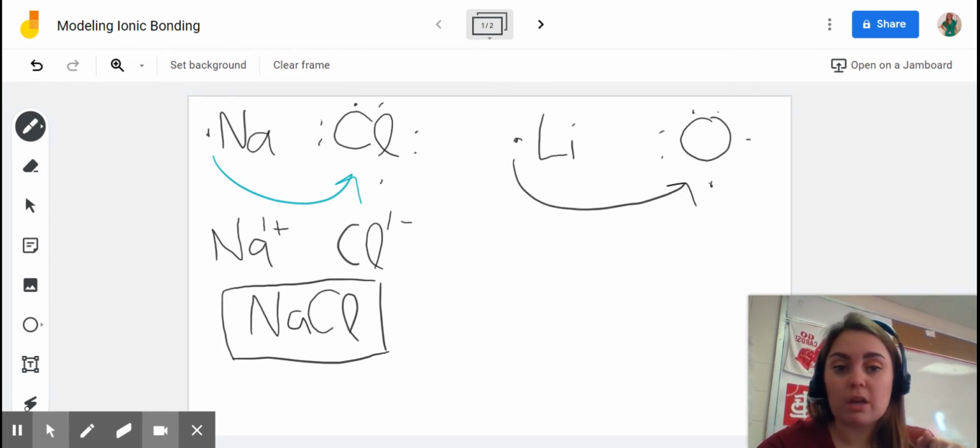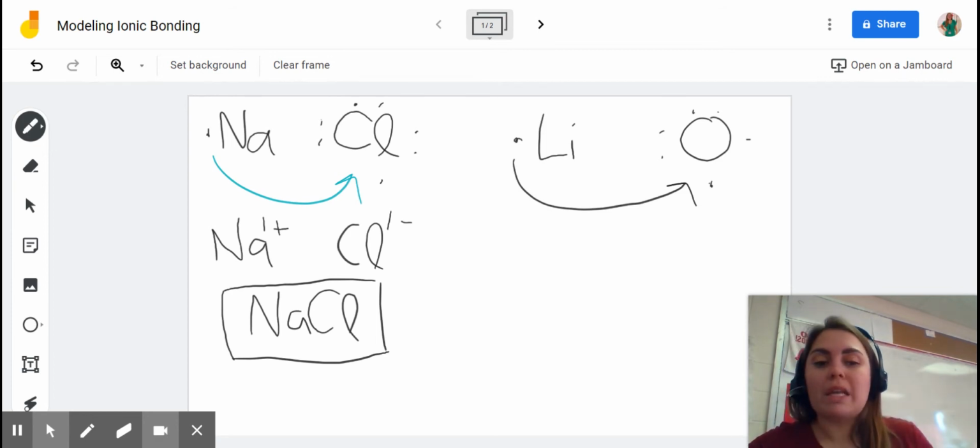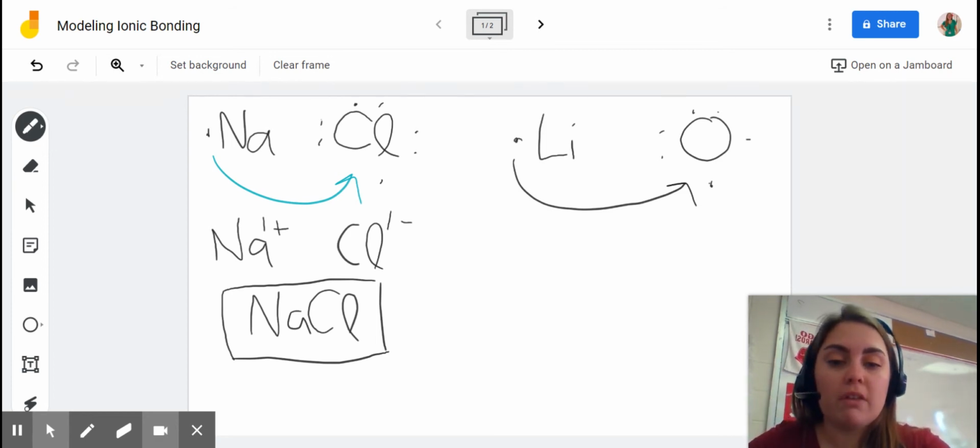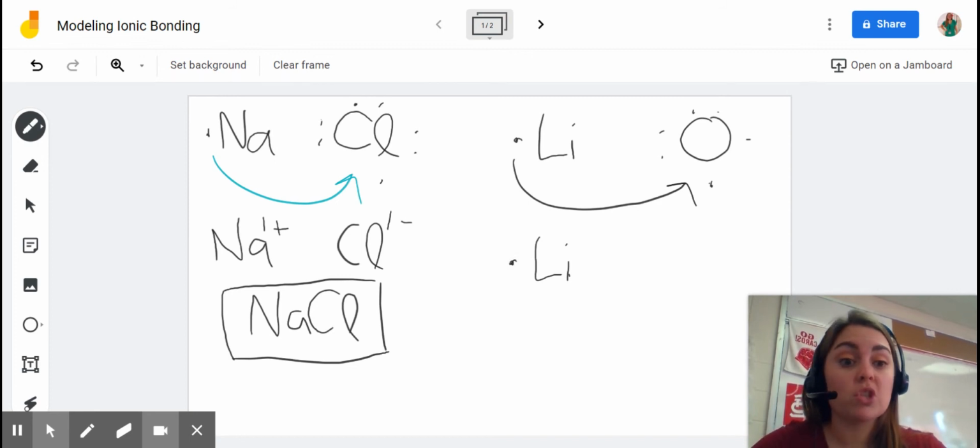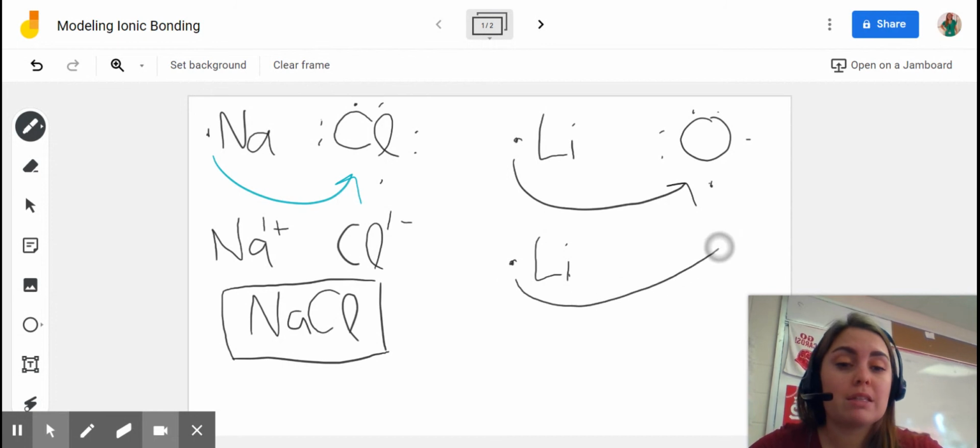It got rid of its electron. But oxygen is only up to 7. 1, 2, 3, 4, 5, 6, 7. It still needs 1 more. So we need to grab another lithium, because in reality, there's not just 1 lithium and 1 oxygen floating around. So we're going to take another lithium atom, which again has 1 valence electron, and this lithium is going to go ahead and send its electron to that same oxygen.